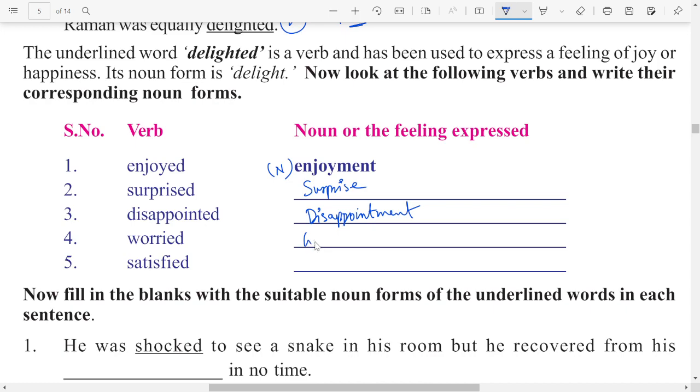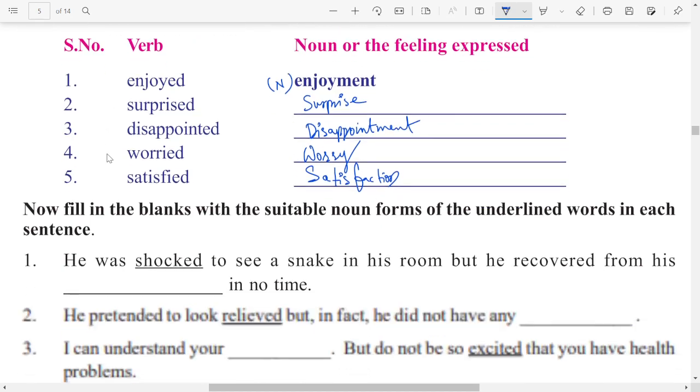Next one, worried. Worry can be both verb and noun. Okay, V1 and also noun. Next one, satisfied. What is the noun form? Satisfaction. Okay, right. So these are all the noun forms that you have on the right side, and these are all the verb forms you have got.